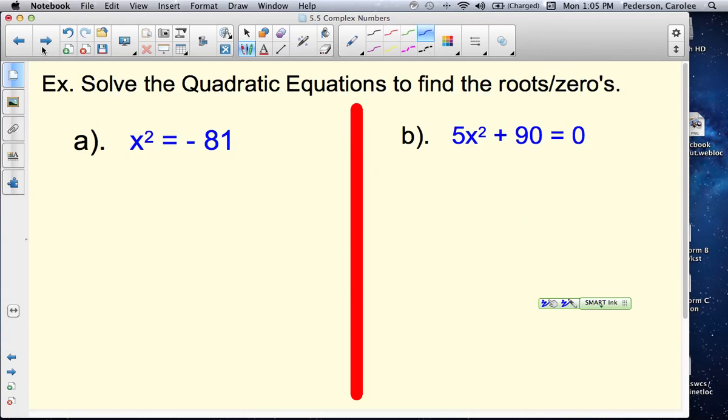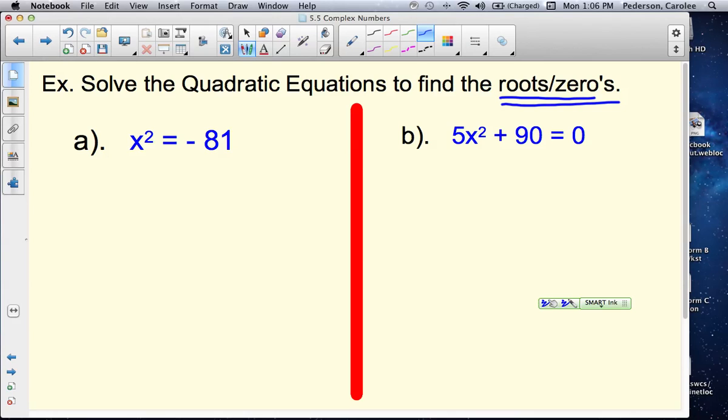Now these two examples, we want to solve these quadratic equations. You're going to hear two different words for it. Some textbooks ask you to find the roots of the quadratic or the zeros of the quadratic. So we're trying to find out what x can equal in this equation. We're going to solve by undoing. I would recommend that you write these examples down.